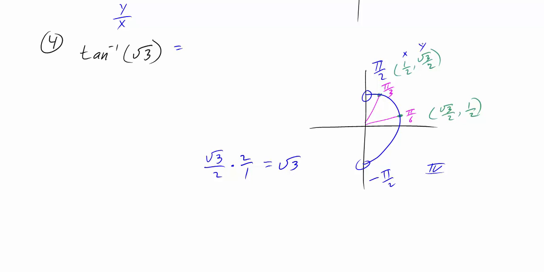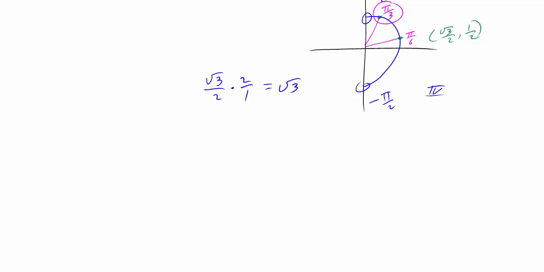So that tells us if we take y divided by x, we get the square root of 3 that we're looking for. So therefore, the angle we want to use is pi over 3. All right, this is how we could find the inverse function using the unit circle, but now we want to look at how we can use our calculator.